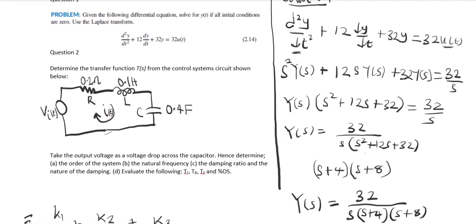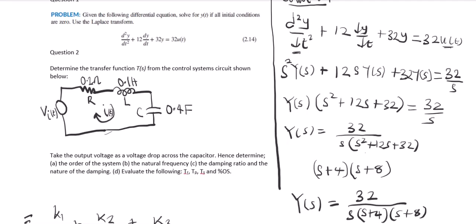If we do that, then we check the order of the system. Is it first order, second order, third order? If it is second order, what is the natural frequency? If it is third order, can you approximate to second order and find the natural frequency, damping ratio, and the nature of the damping? Then will you be able to evaluate the rise time, peak time, settling time, and overshoot? Okay, let's see the system.